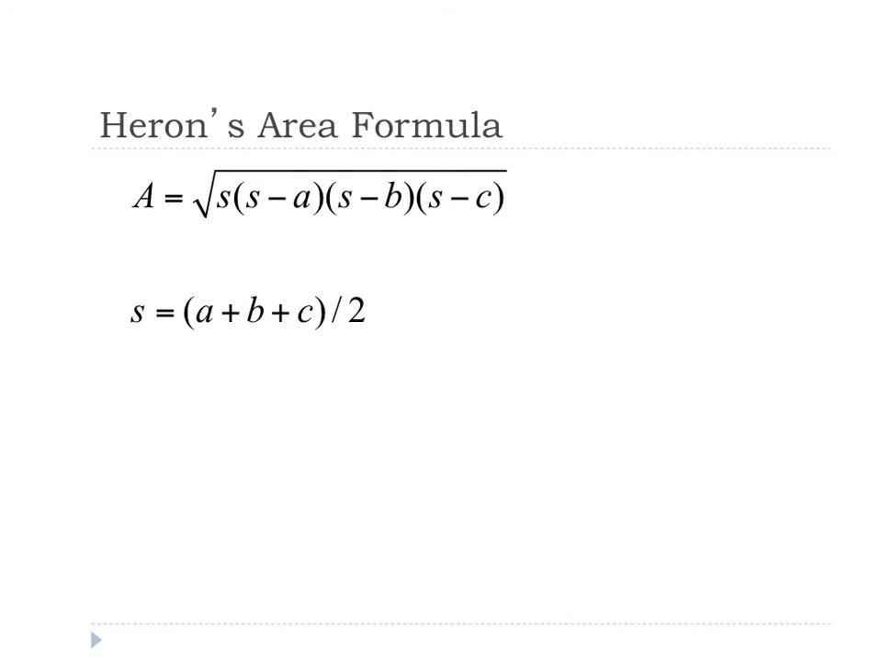Pay attention to what information you're given. Unless you're given all three sides, you can't use Heron's. If you're given all three sides, you have to use Heron's. And again, this is for a triangle that's not a right triangle.